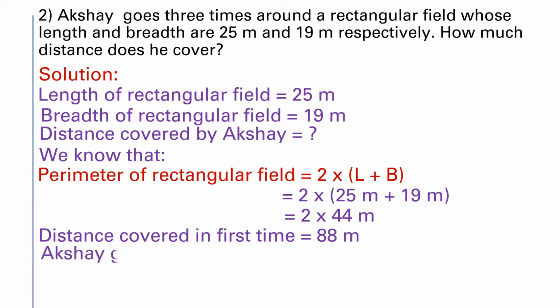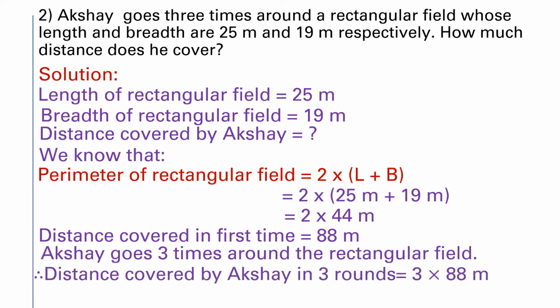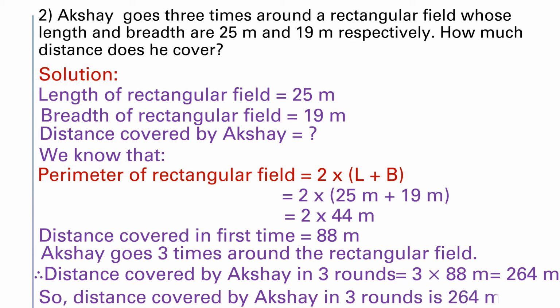But Akshay goes 3 times around the rectangular field. Therefore, distance covered by Akshay in 3 rounds is equal to 3 multiply by 88 meter. Now do the multiplication. We get 264 meter. So the distance covered by Akshay in 3 rounds is 264 meter.